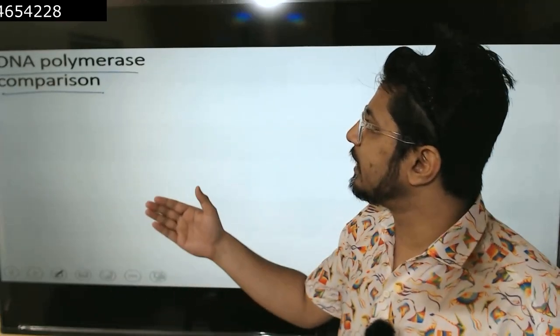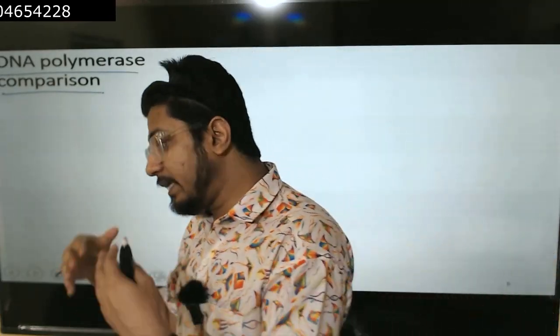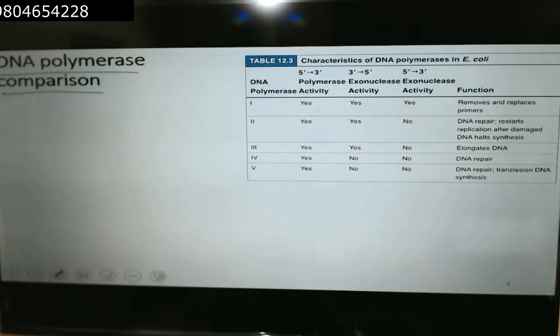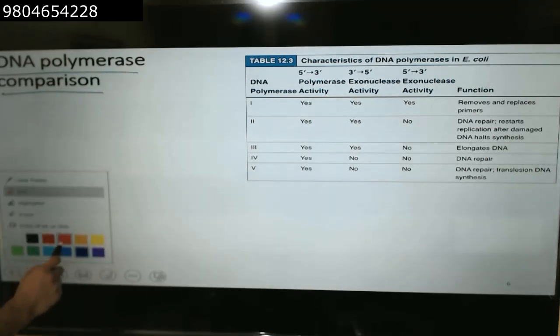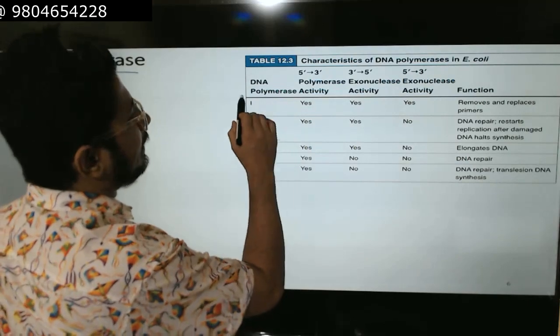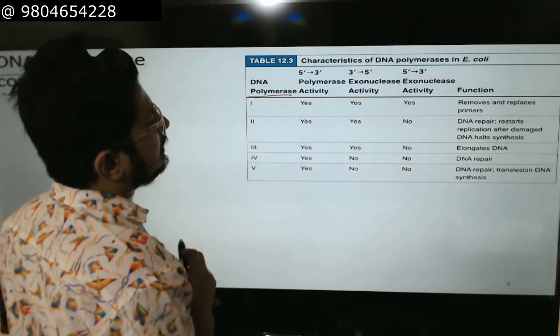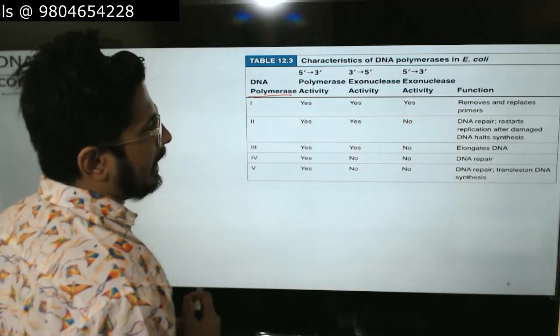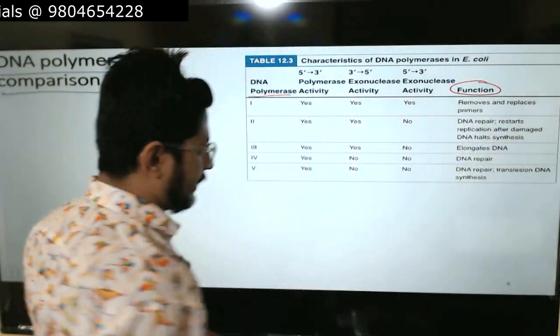Now we are going to talk about the different types of DNA polymerase that are available, and in prokaryotic replication particularly, we'll talk about different types of polymerases. So here you can see the table. In this table we have DNA polymerase, three different types of activities of a DNA polymerase, and ultimately the function of that DNA polymerase.